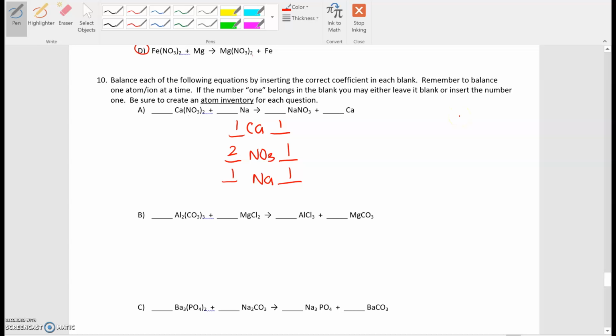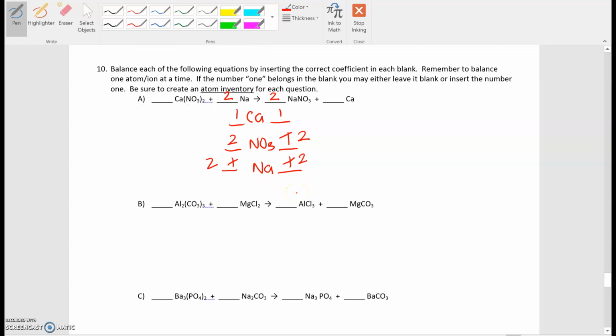So the only thing that's not balanced are the nitrates for now, so I have to put a 2 in front of the NaNO3. That gives me 2 sodiums and 2 nitrates, because it's 2 times the 1 nitrate that I have. Then if I just put a 2 in front of the sodium, that becomes balanced. Now I have 1 calcium on each side, 2 nitrates, and 2 sodiums.